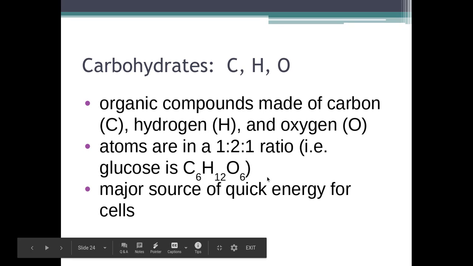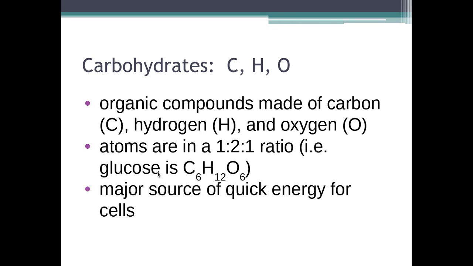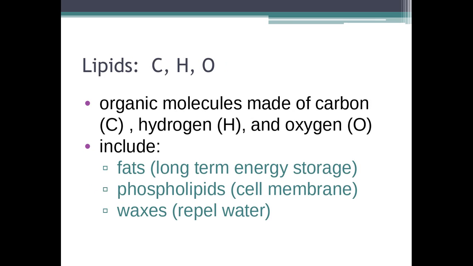A very popular example of a carbohydrate is glucose, which is a type of sugar that your body uses to create energy from. And the chemical formula for glucose is C6H12O6. So again, 1 to 2 to 1. And as I said, carbohydrates are the major source of quick energy for cells, but we'll talk more about that later. Lipids are also made of carbon, hydrogen, and oxygen. They don't have a predictable format like the carbohydrates, but they are made of the same stuff, which does kind of talk about how those two are related.